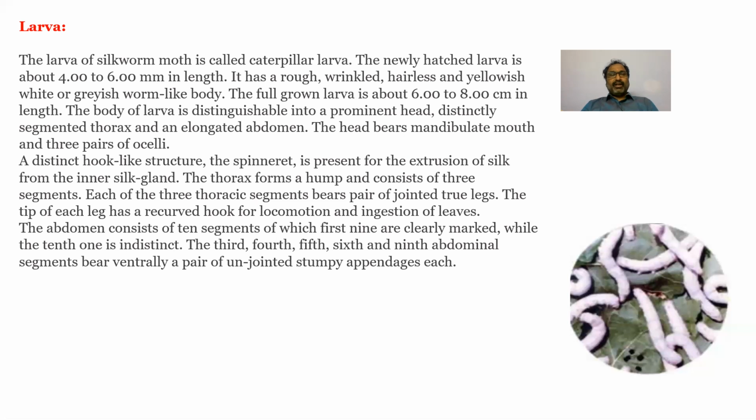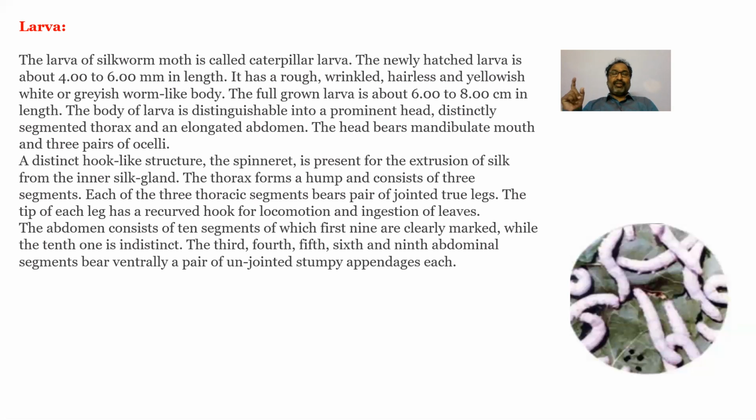Okay. The abdomen consists of 10 segments. The abdomen contains 10 segments of which the first 9 are clearly marked, while the 10th one is indistinct. The 10th segment is not clearly visible.